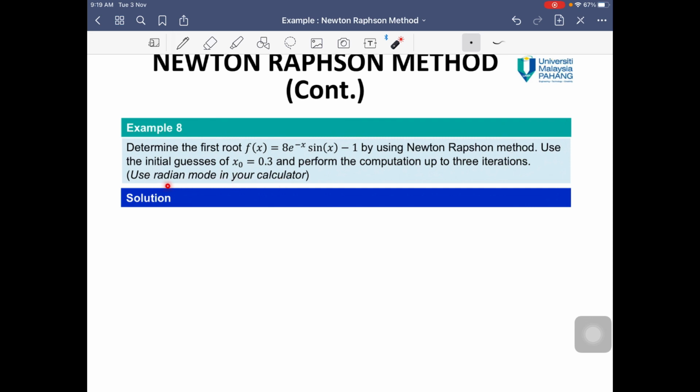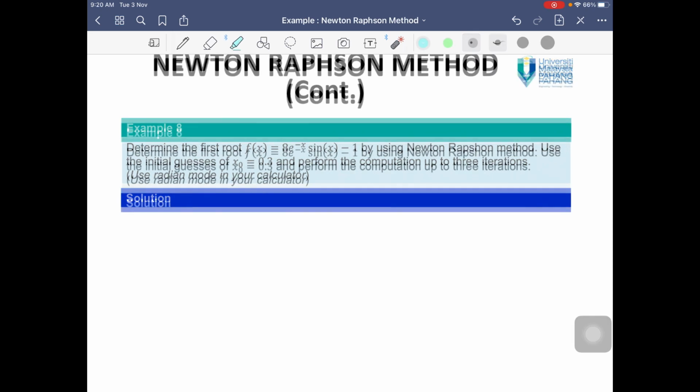Why radian mode? Because normally when our function is trigonometry, we need to set our calculator in radian mode unless the given starting initial guess is in degrees. Alright, so let's solve this together.